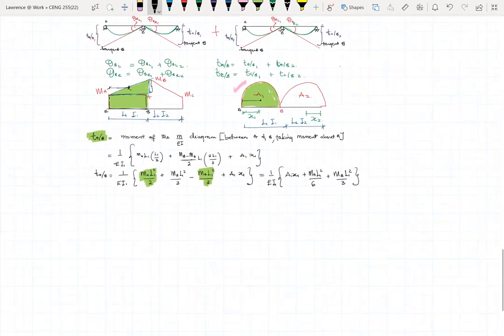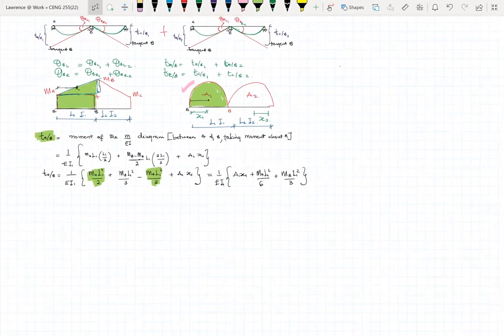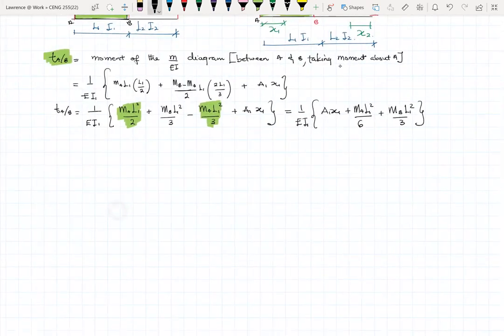But what we have interest in is not TAB, but actually theta B on the left. So actually we want to find theta BL.